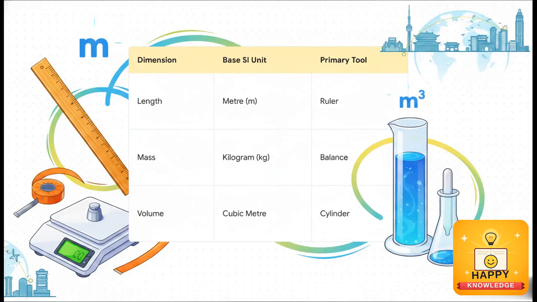And it's really cool how these core dimensions map perfectly to standard international units, SI units, and the actual physical tools we rely on in the lab. For length, the base unit is the meter. For mass, it's the kilogram, measured on an electronic balance. And for volume, the SI unit is the cubic meter. Scientists worldwide use these exact units, so a massive discovery in Tokyo can be perfectly replicated in Toronto.